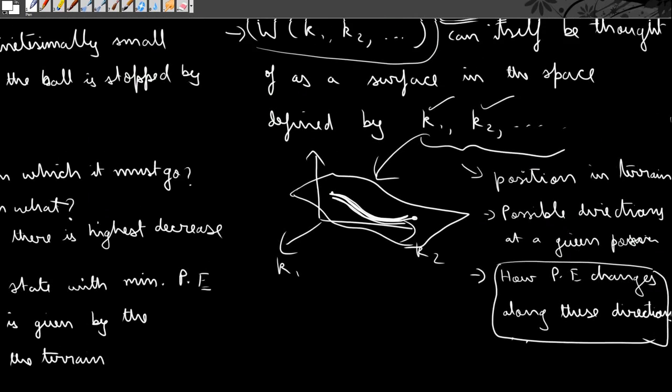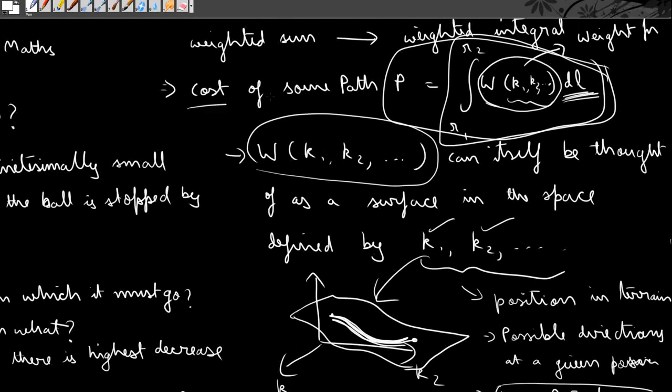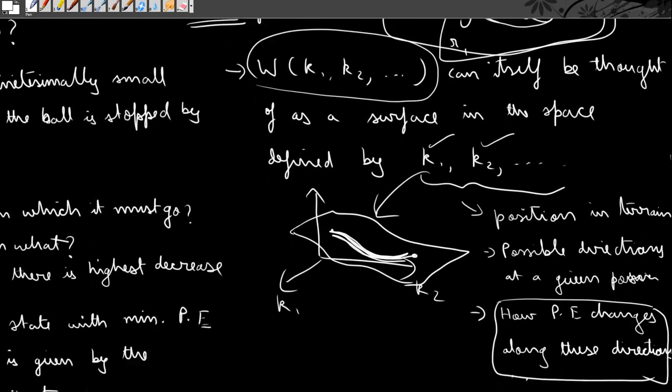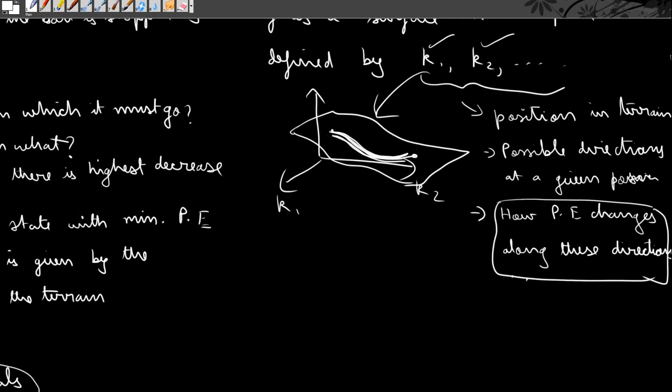And our condition of minimizing the cost basically boils down to going from this point to this point in a path which corresponds to the shortest length.